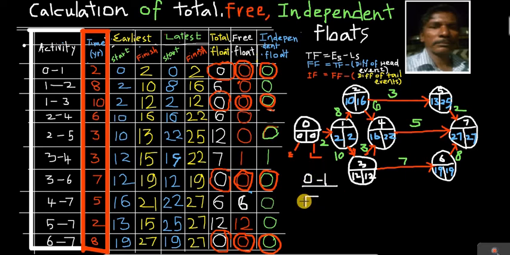The free float formula is total float minus difference of the head event. In that particular activity, the difference of the head event we have to find out.